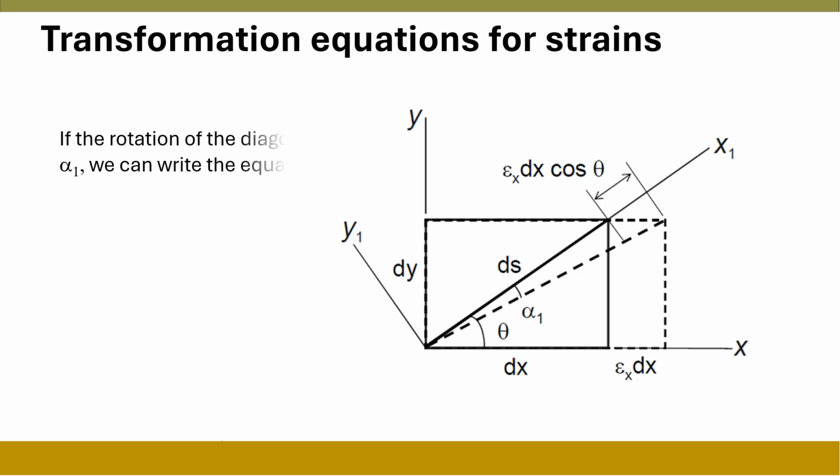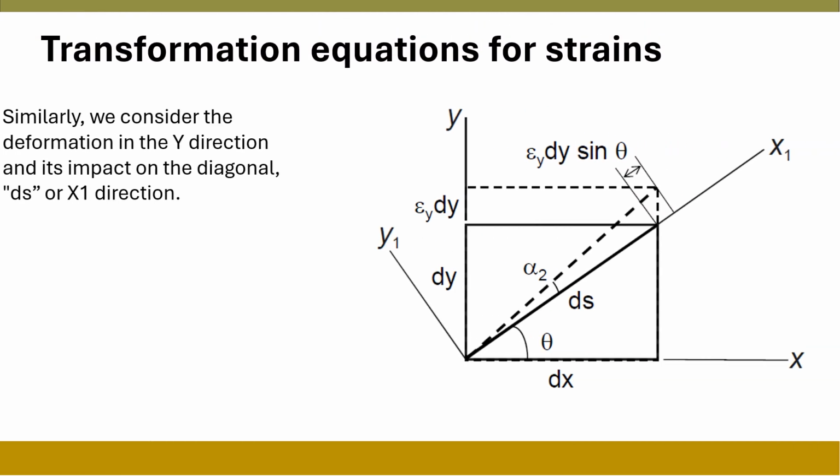If the rotation of the diagonal ds is alpha 1, we can write the equation alpha 1 into ds equals epsilon x into dx sine theta. This simplifies to alpha 1 equals epsilon x into dx over ds into sine theta.